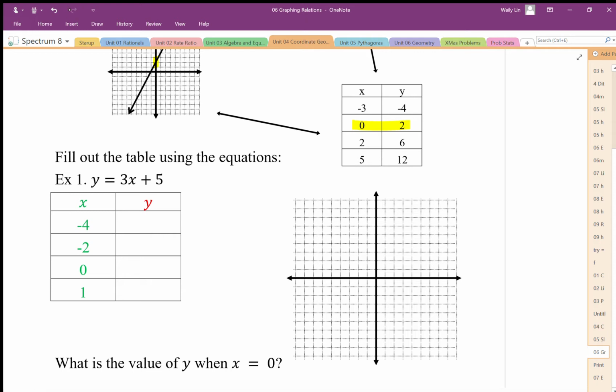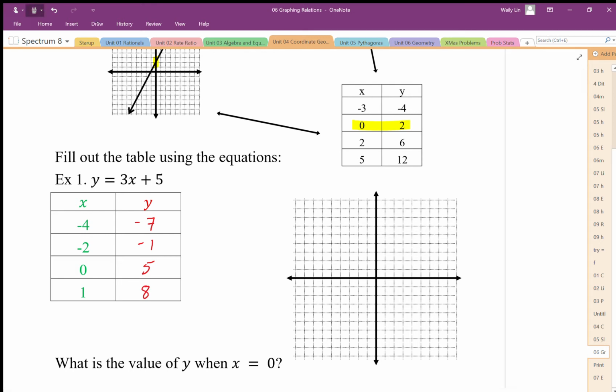So let's take a look at filling out this table of values. We have an equation, so we should be able to come up with a table. I come up with the table by plugging in values. So negative 4 times 3 plus 5 is going to be negative 7. Negative 2 times 3 plus 5 is negative 1. 0 times 3 plus 5 is 5. 1 times 3 plus 5 is 8. So there's my table. I can draw this graph.